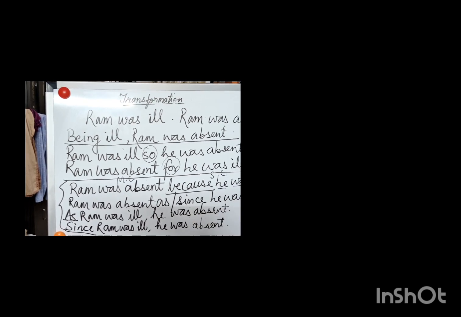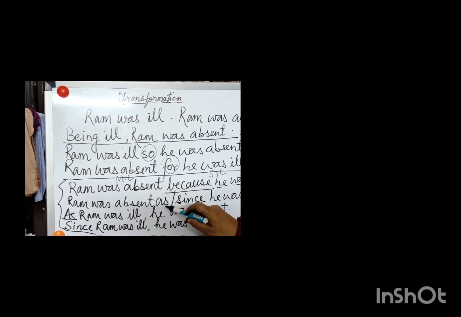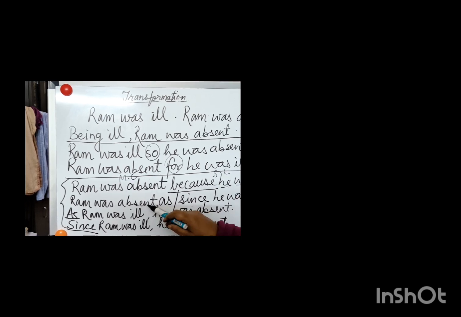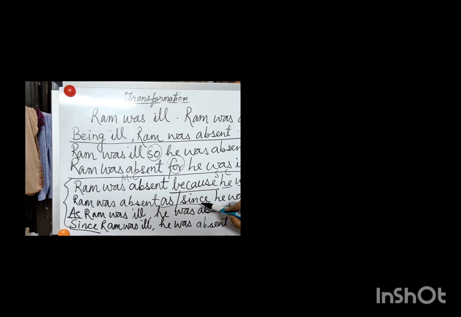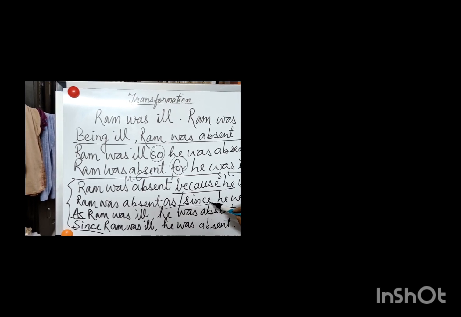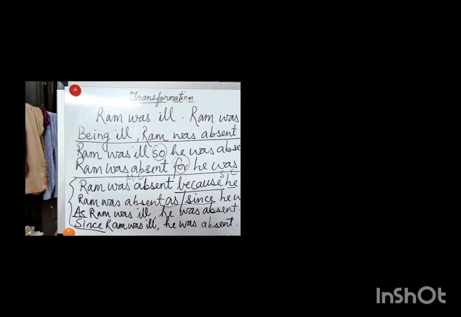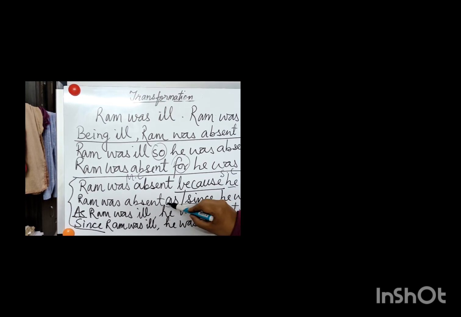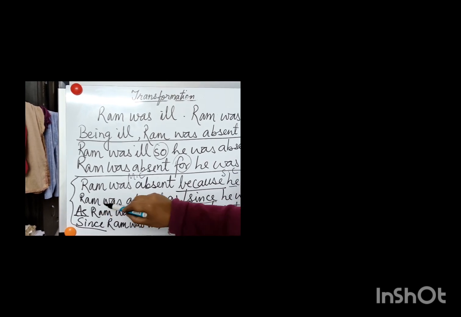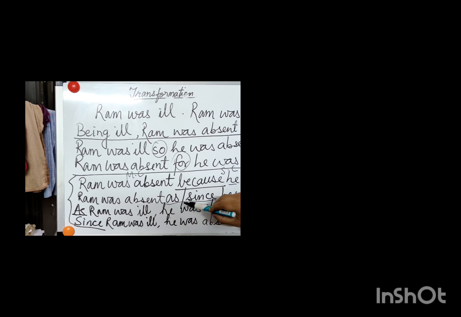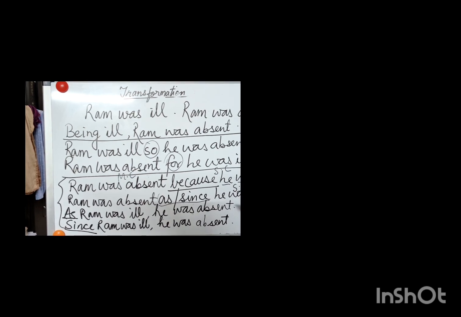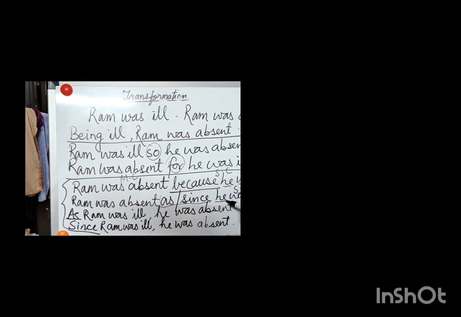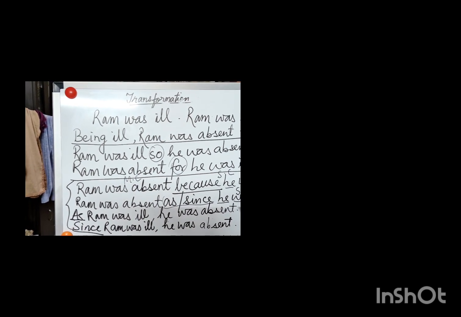Now look at the second one. Ram was absent as he was ill, or Ram was absent since he was ill. Both these are subordinating conjunctions and they are used for giving reasons. So these two are giving the reasons for his absence. So if I put a full stop here, this part will be the main clause, that is Ram was absent. But the second part, that is "as he was ill" or "since he was ill," this is the subordinating clause. Again, why is it a clause? Because the subject, that is the pronoun, is there and the verb is there. So it is a clause.